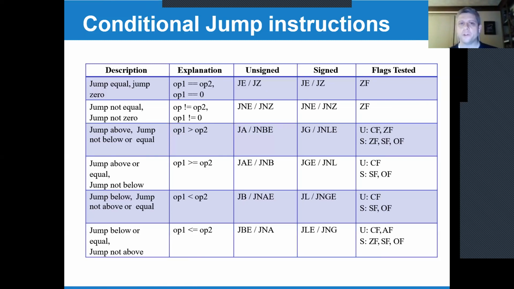If the two values are not equal to each other and we have the JE call here, then it will just go on to the next instruction. We have JNE or JNZ. This basically means if the two values are not equal to, they'll jump. Jump above means that if the first operand in the compare is greater than the second operand, then we'll jump. Jump equal or above is greater than or equal to. Jump below is less than, and then jump below or equal to is less than or equal to.